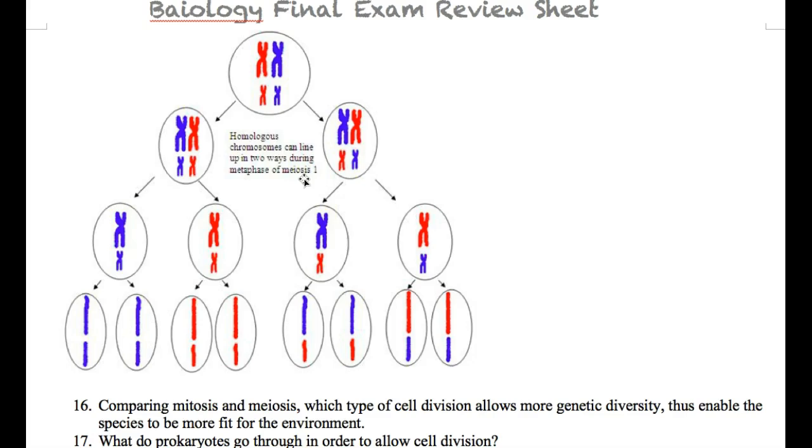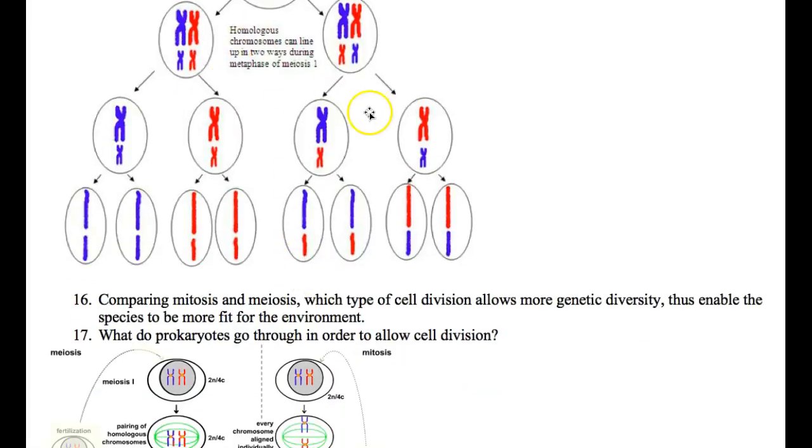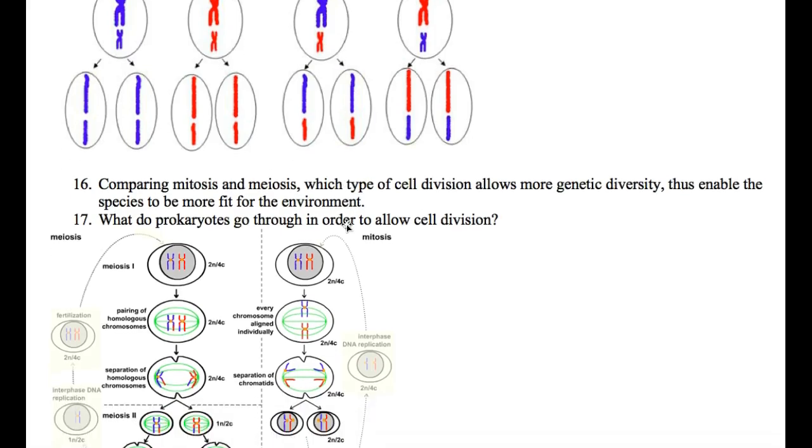So independent assortment means the non-homologous chromosomes, so these and these are non-homologous chromosomes, right? They are independently assorted into the daughter cells. So you can either have these or this. You can have different types of lineups. So make sure you understand that.